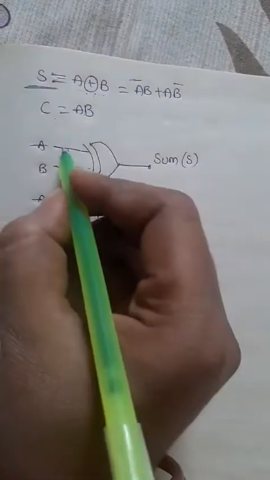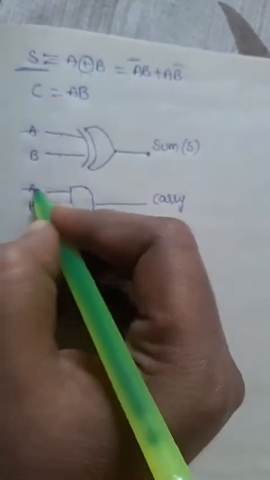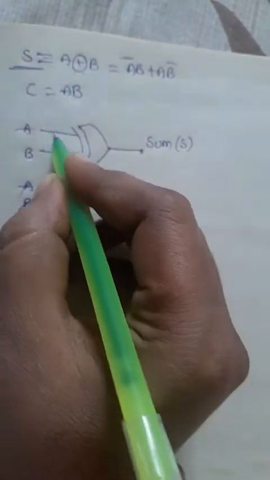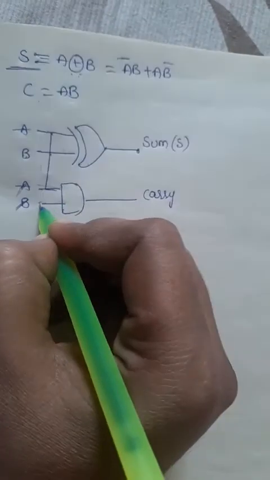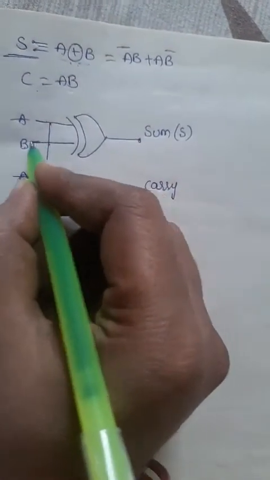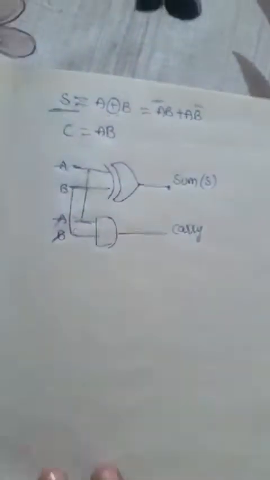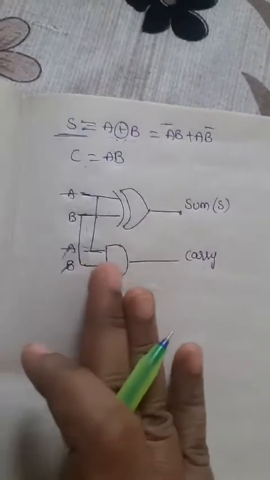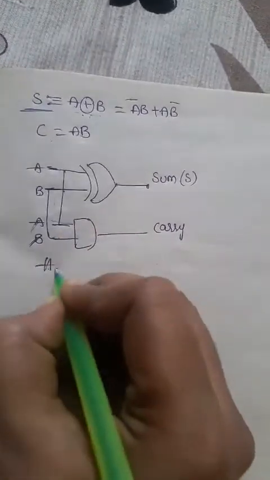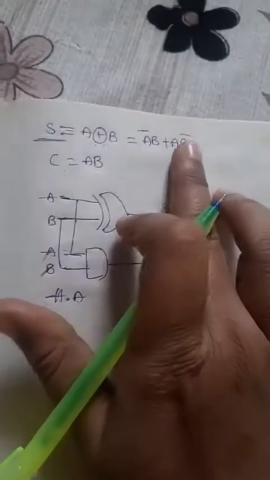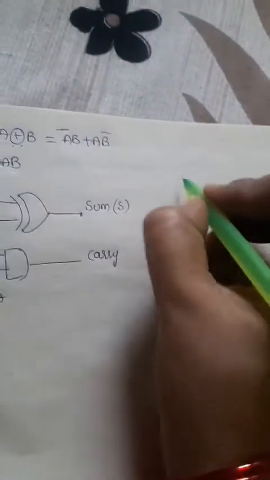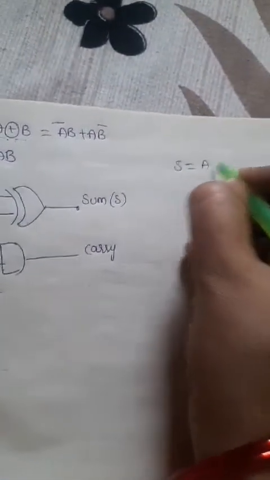Or otherwise you can directly take it from here, A and B. No need to take a separate one, so already we'll have the AB here. You can choose it directly from here. Okay, so this is the half adder gates. Or otherwise you can take this function for sum, and then you can rewrite the logic diagram.